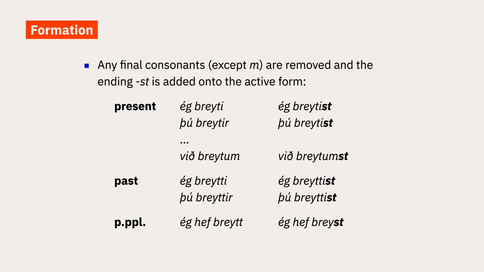Let's look at examples from past tense. So ég breyti, ég breytist. Þú breytir, þú breytist. So again, we have the sort of overlapping forms. We can also have middle voice in the past participle form. So ég hef breytt, ég hef breyst. So we've removed the T's and we've put the ST in there instead.